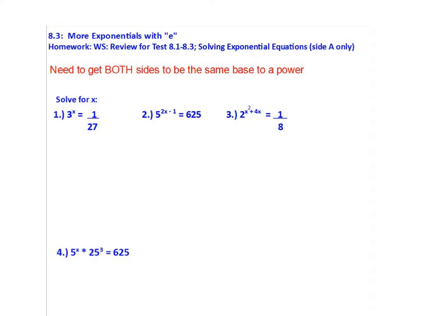Okay, so we're going to solve for these 4 problems. Make sure you write at the top, we need to get both sides of the equation so that they have the same base to a power, and then we'll be able to solve for the exponent.